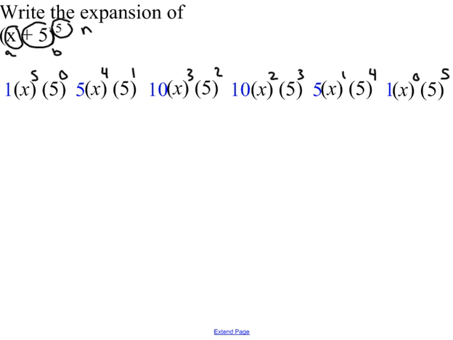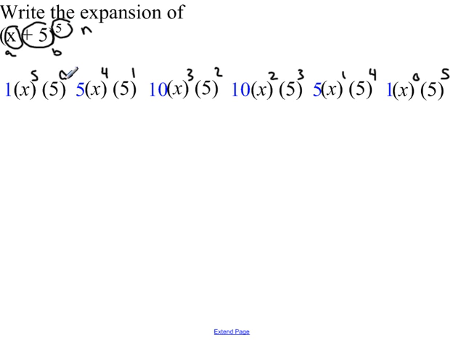Now this really helps to expand the binomial, because if we didn't know these patterns, we'd have to sit there for a long time and do x plus 5 times x plus 5 times x plus 5 times x plus 5 times x plus 5. We'd be there forever. So knowing these patterns does help to multiply it out.